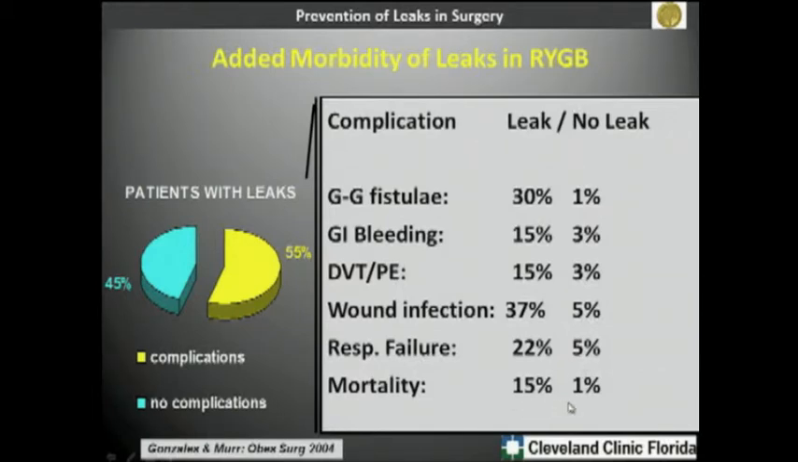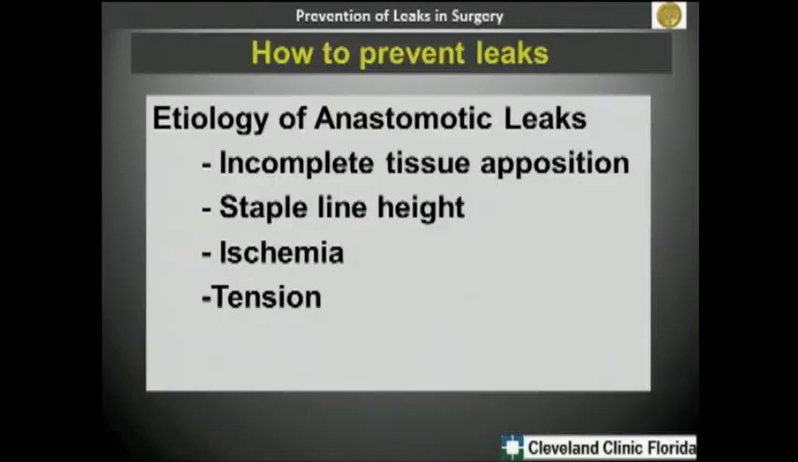And obviously the mortality rate of somebody that has a leak is 15%. So I think the key is not necessarily to prevent a leak, but I always tell patients we are good not because we don't have complications, but because when they happen, we go after it and we treat them accordingly. So in all honesty, I think the reasons for the leak, as I showed you at the beginning, are multifactorial.